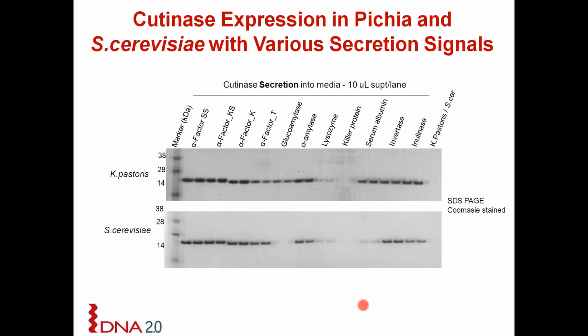And I'm going to show you really quick data. Here's another panel case study using cutinase with various secretion signals. So we measured the cutinase levels using SDS-PAGE. And as you can see here, the secretion signal does make a difference. So on top, I'm showing you Pichia, and on the bottom, you can see Saccharomyces. So again, these are all available in a panel format, and we highly encourage you to try and to explore the space in more than one vector.